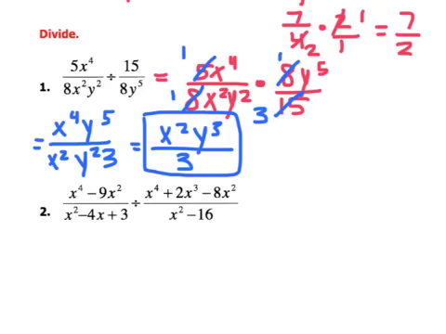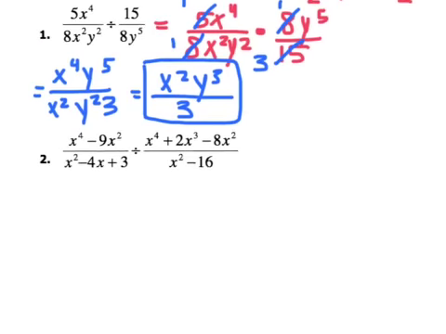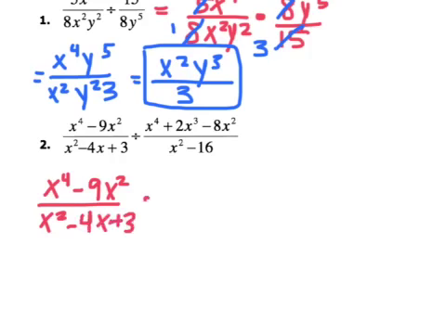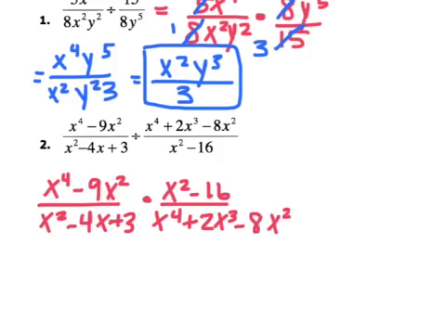For our next example, go ahead and copy dot flip first. So we're going to copy the first expression. So x to the 4th minus 9x squared all over x squared minus 4x plus 3. We're going to change it to multiplication, and we are going to flip the second term. So I've got x squared minus 16 is now my numerator, and I've got x to the 4th plus 2x cubed minus 8x squared is now the denominator.